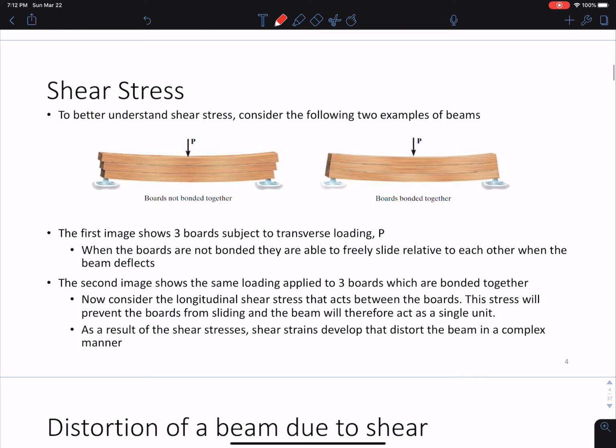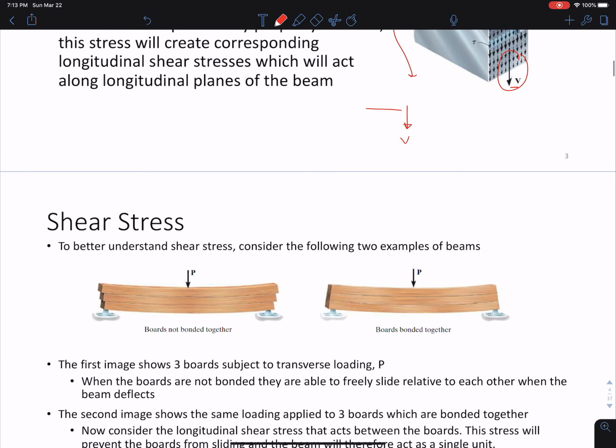So now when we're talking about shear stress, a really good way to understand what's happening here is if we consider the following 2 examples of a beam. So if we were to apply transverse loading, like this load P, to boards that are not bonded together versus boards that are bonded together, we're going to have some very different things happen to these two. Let me show you in this picture here.